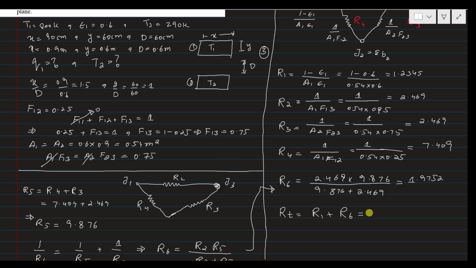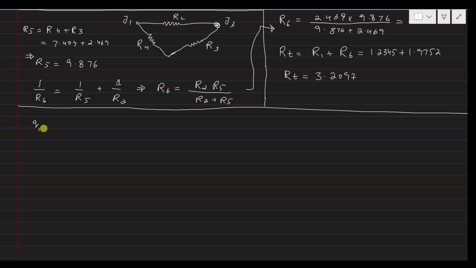So what is R1? That is 1.2345, plus R6, that is 1.9752. So R total, you will get its value, that is 3.2097. The heat transfer from this heated pan is Q1, equal to EB1 minus EB3 divided by the total resistance that was offered to its heat loss.